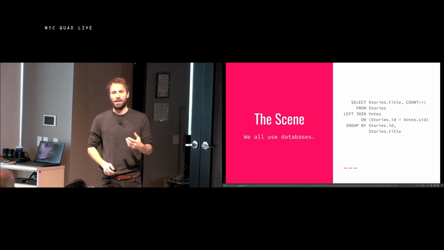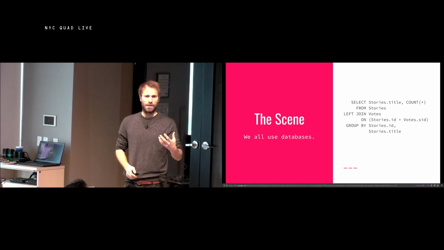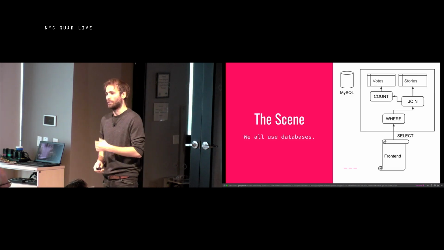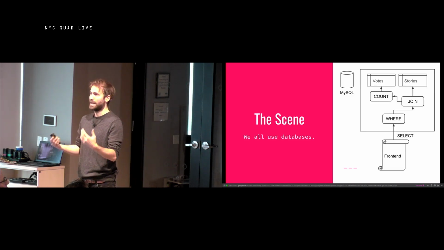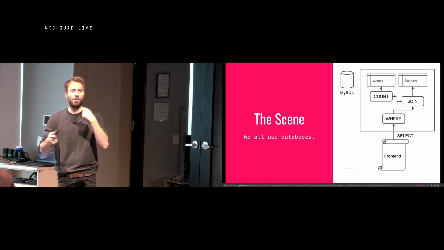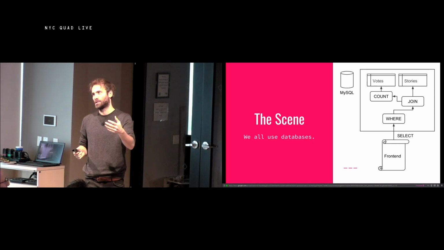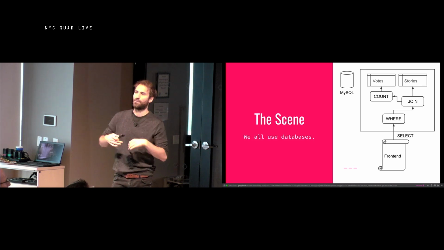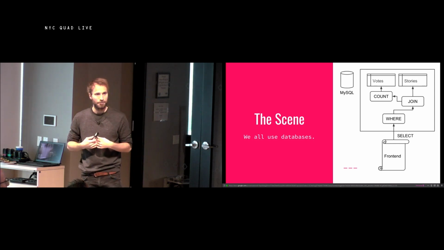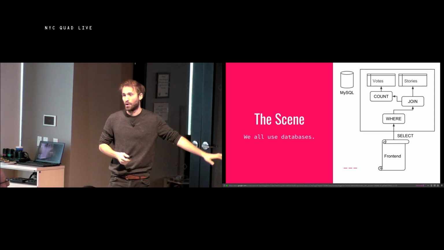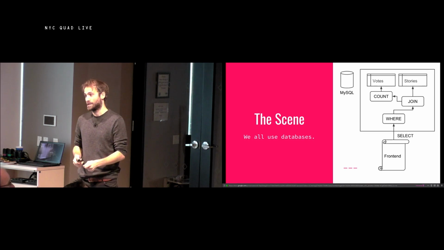What this ends up being in a traditional relational database is something like this. You have a front end that issues that query to the back-end database. The database does some query planning and decides that, in order to execute this, I have to count the things in votes, and then I have to join it with stories, and then I'm going to do a filter, and then I'm going to give the results back. This is all very well and good. This is what basically every database out there today does.